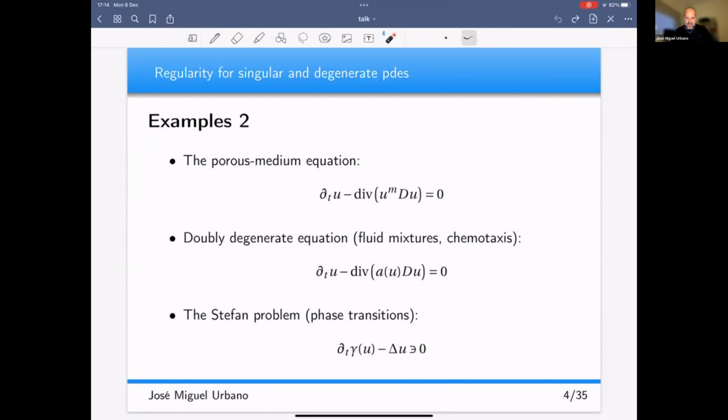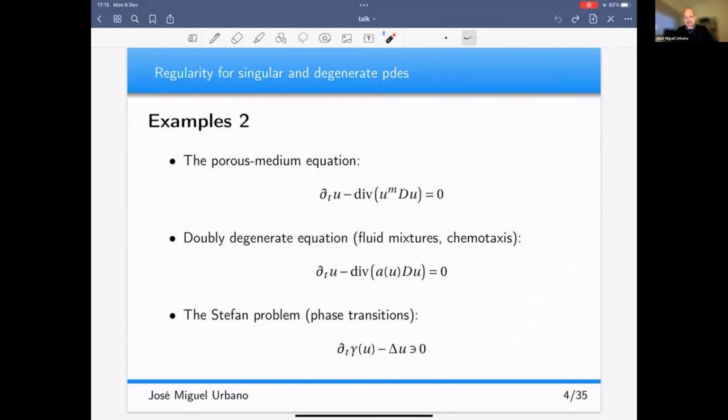And finally, and I'm going to speak in more detail about this, we have models of phase transitions, for example, the Stefan problem, where here you have the time derivative not of u, which you would have if this were the heat equation, but you have the time derivative of a certain maximal monotone graph, gamma of u, and this is why I have this inclusion here. So basically this gamma is something like this. So it's a graph like this. It's a maximal monotone graph. And of course, the derivative at 0 of this gamma is going to be infinity. So you have a singularity here in the time derivative. So it's another instance where you have a singular equation.